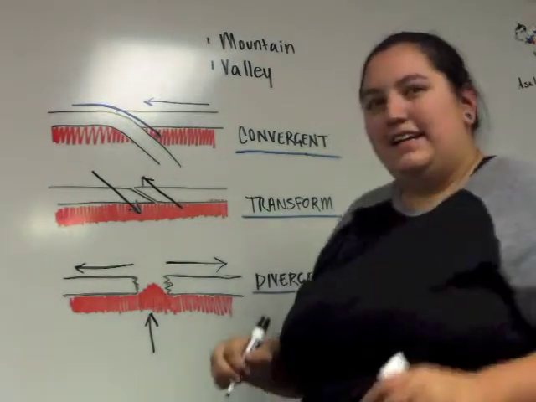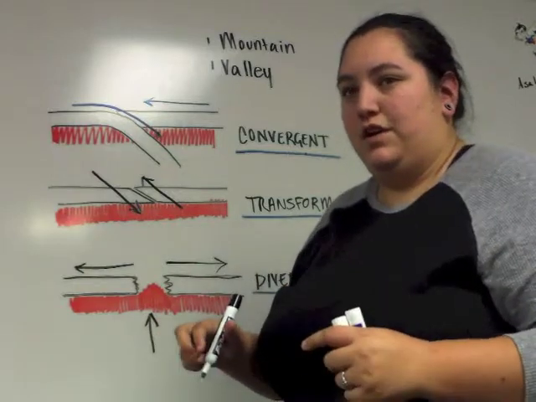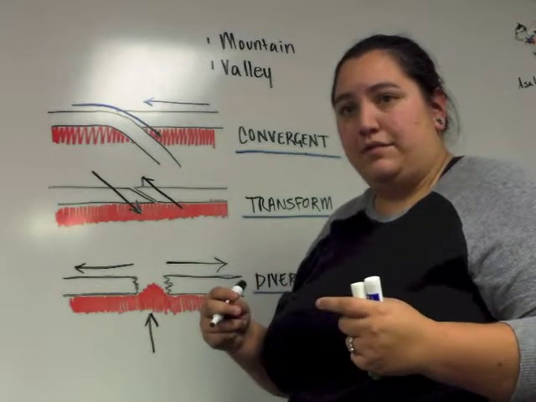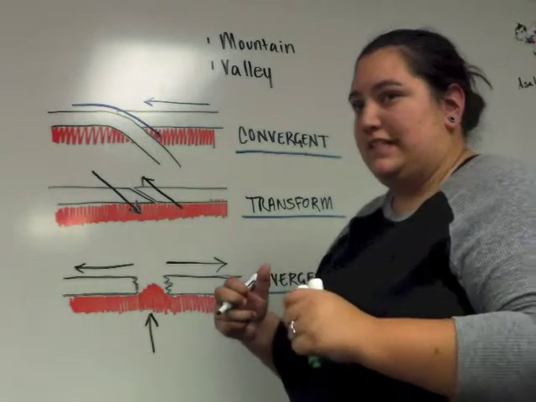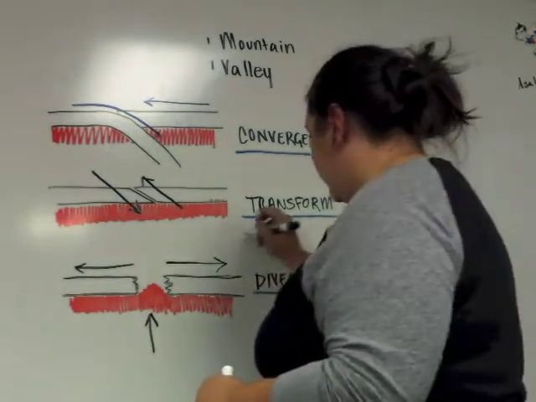And it's a landform that we get, but it's kind of underwater. Does anyone remember what that's called? What we get from divergent plate boundaries? Starts with a T. Trenches.